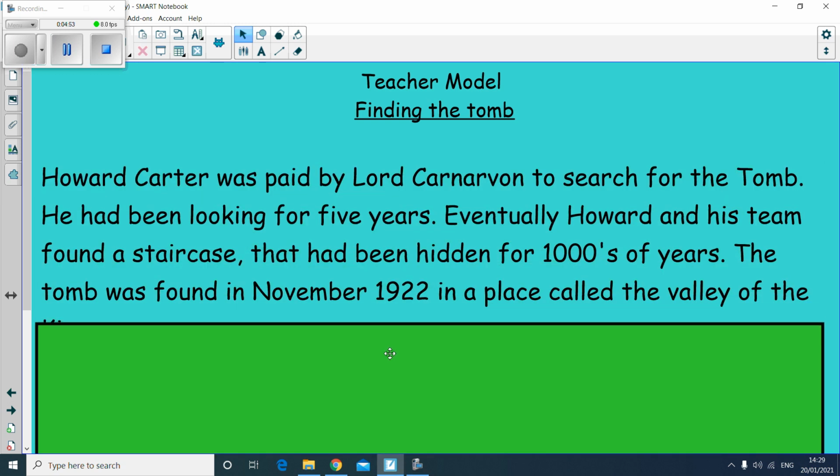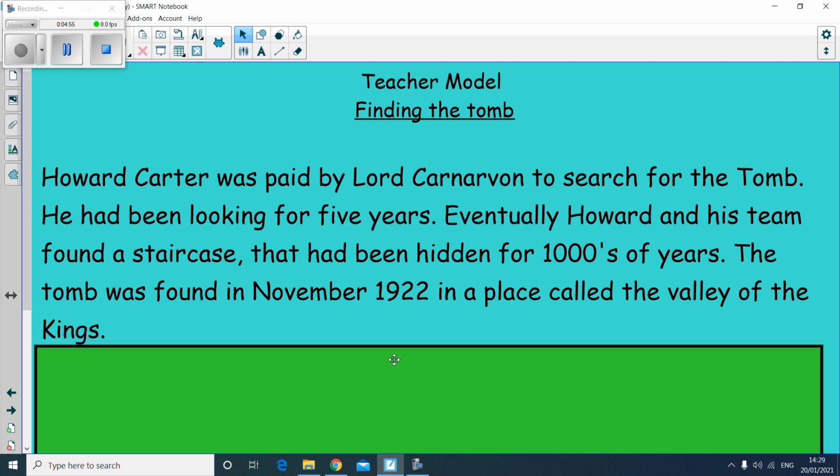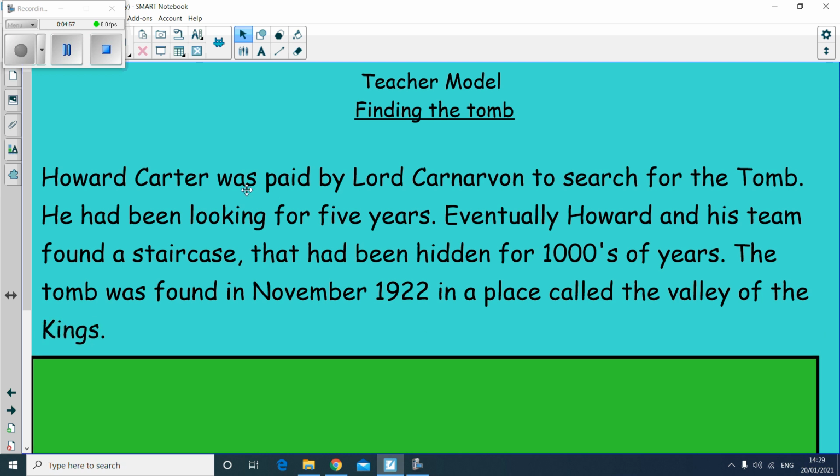So here we can see how I've taken the bullet points and written up a paragraph. So it's got a heading, Finding the Tomb. And Howard Carter was paid by Lord Carnarvon to search for the tomb. He'd been looking for 5 years. Eventually, Howard Carter and his team found a staircase that had been hidden for thousands of years. The tomb was found in November 1922 in a place called the Valley of the Kings.